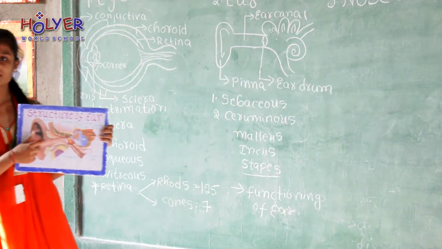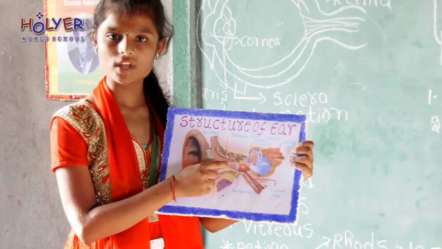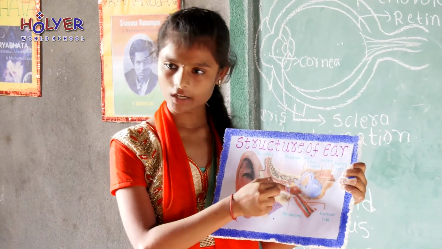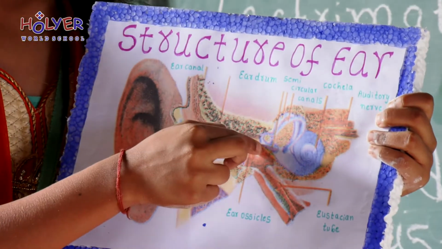This is the structure of the ear. The external ear collects the sound waves and they enter into the ear canal. In this ear canal there is an eardrum. These sound waves strike the eardrum and are converted into vibrations.